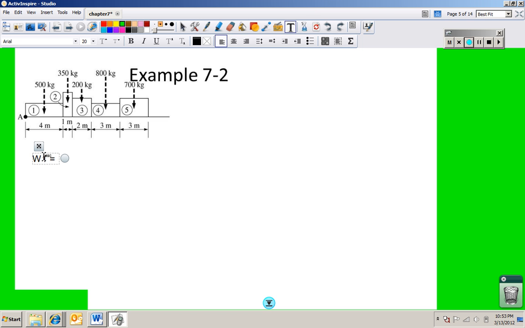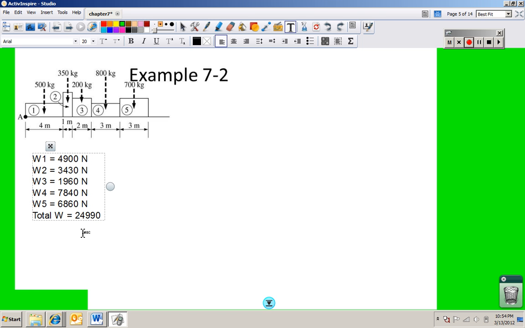The weight of the first block is 4,900 newtons. The weight of the second one is 3,430 newtons. The weight of the third one is 1,960 newtons. The weight of the fourth one is 7,840 newtons. And then the weight of the fifth box is 6,860 newtons. Okay, so the total weight is equal to 24,990 newtons.